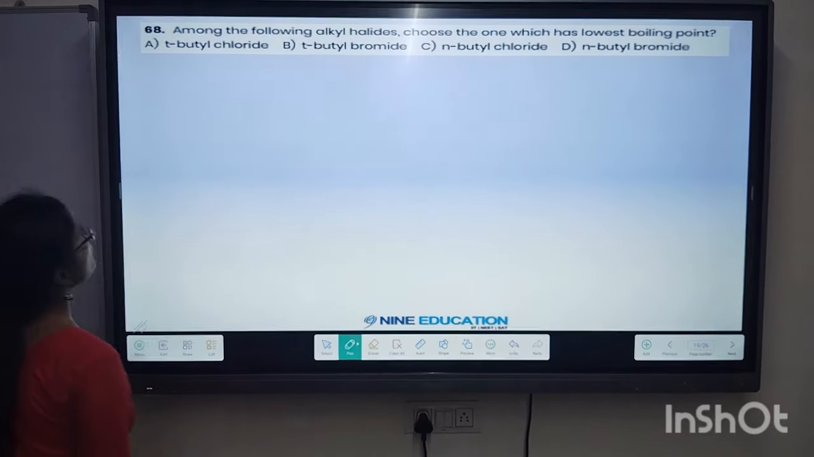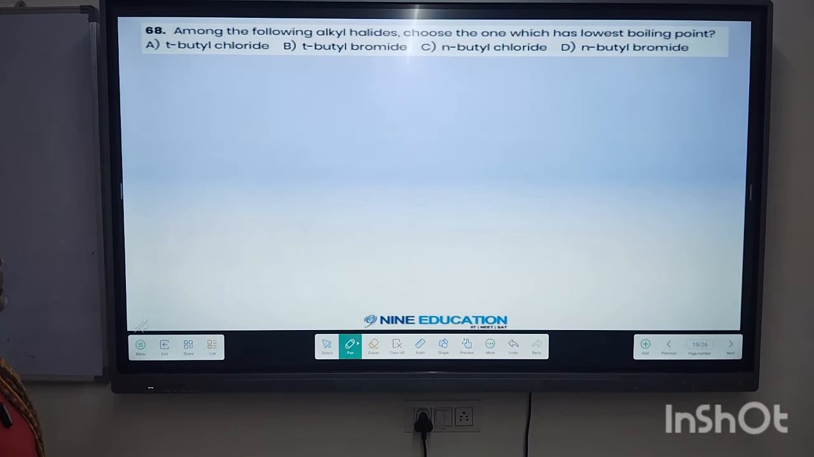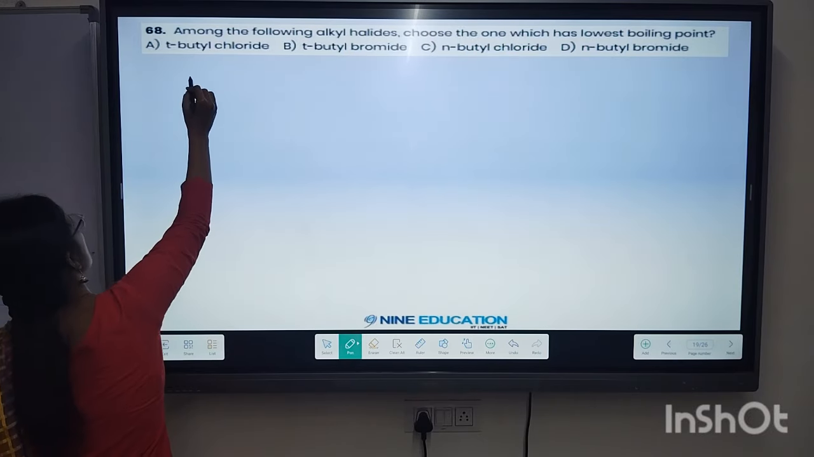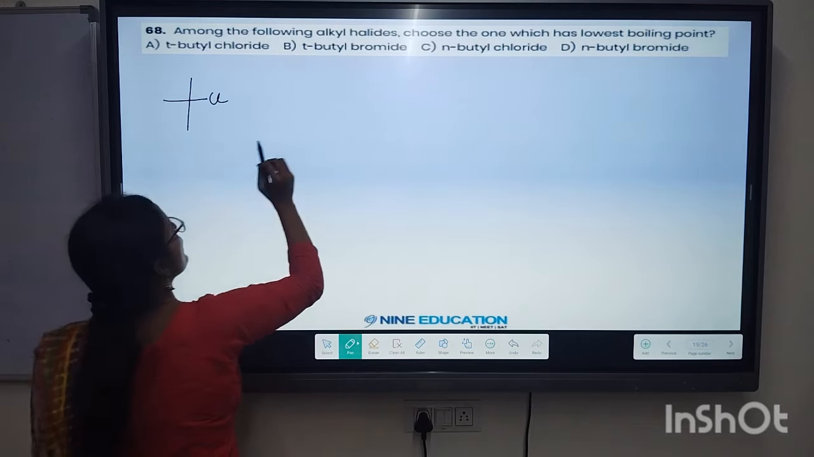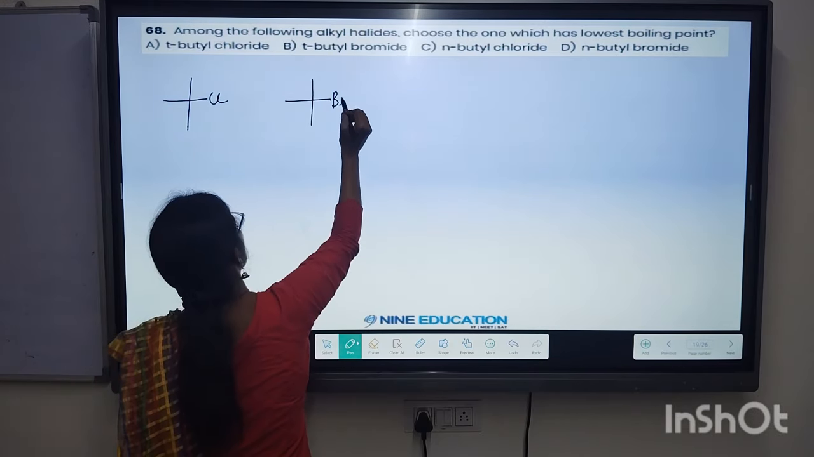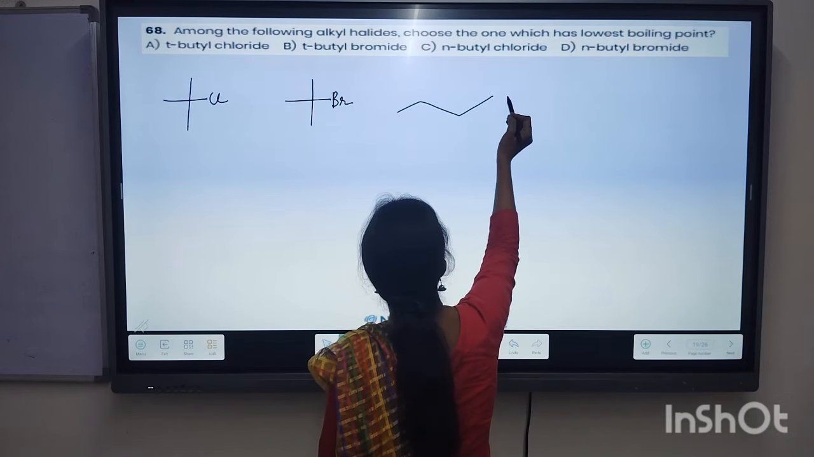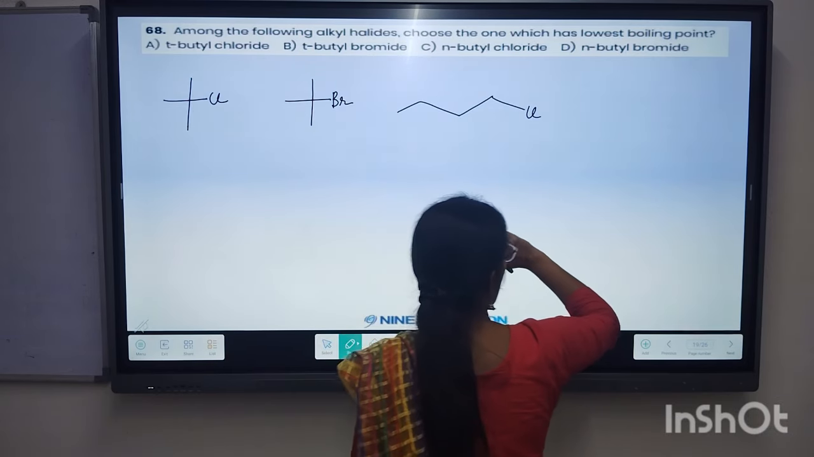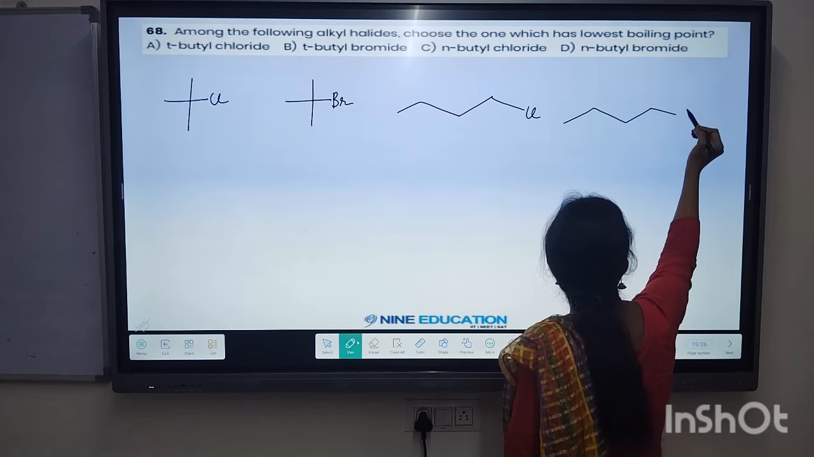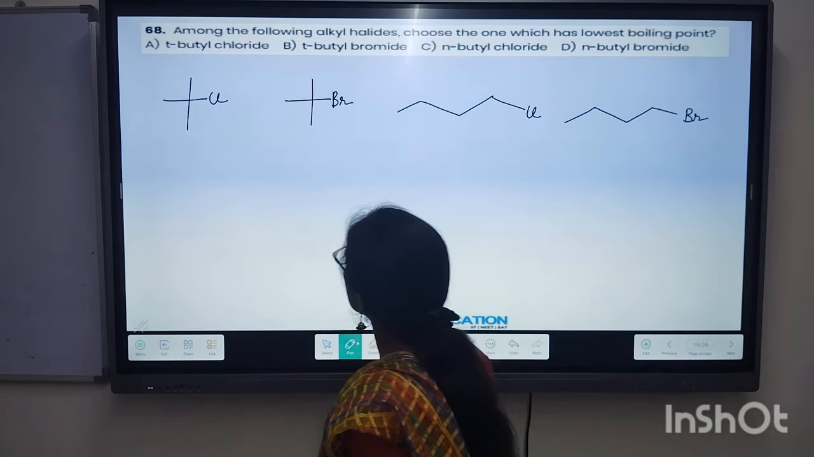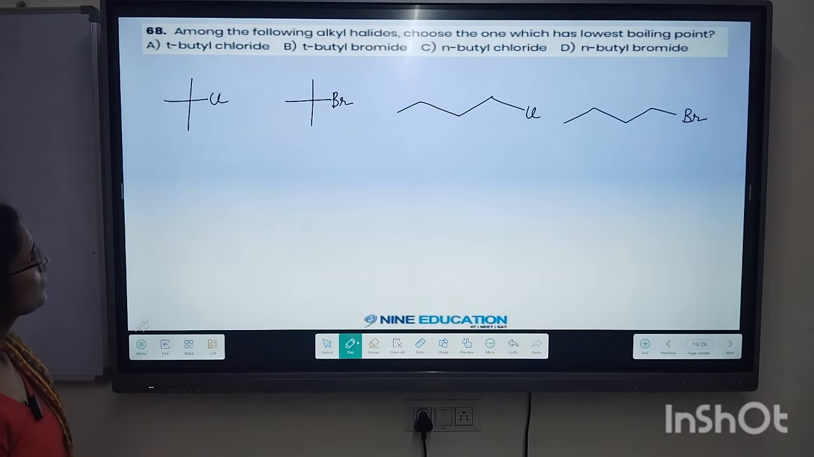Next we are having question number 68. Out of the following alkyl halides, choose the one which has the lowest boiling point. So we are having a total of 4 options: tertiary butyl chloride, next tertiary butyl bromide, next n-butyl chloride, which means a straight butyl connected with chlorine, and last tertiary butyl bromide. So a total of 4 options are given, and now we need to talk about the lowest boiling point.